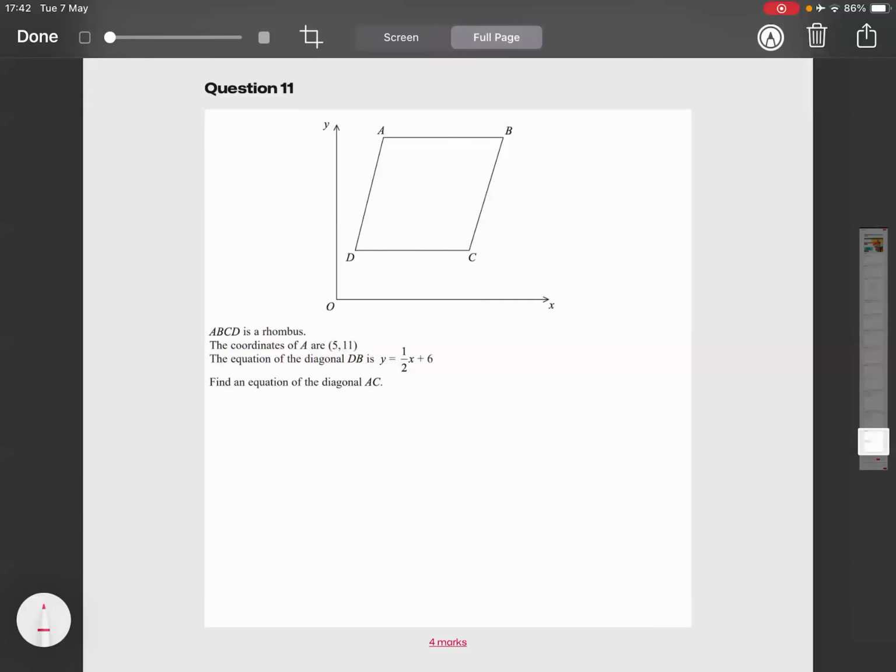So they've given us a sketch. In the harder ones, draw a sketch yourself based on the coordinates. It makes it easier. So DB is this one here. And it's already given us the equation in a nice form. The gradient of this is 1/2, but we need the equation of AC.